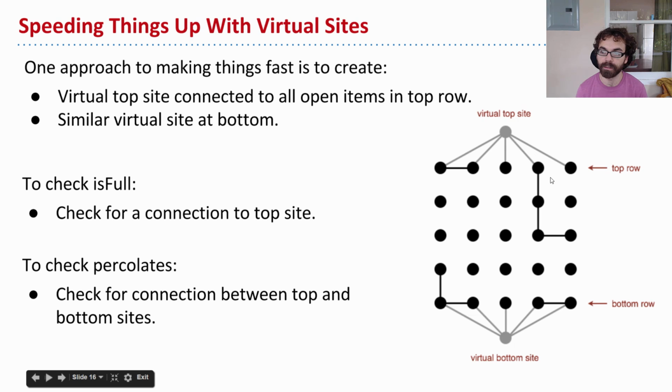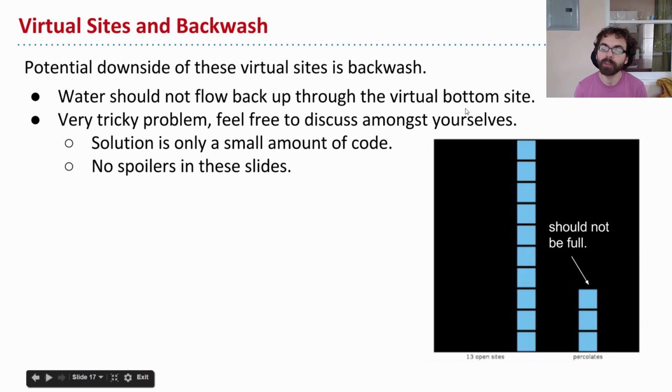There's one danger of this approach of creating a virtual top and bottom site, and that's the threat of backwash. So what is backwash? Well, it should not be the case that if you dig a tunnel straight from the top to the bottom, and then create another little tunnel down here, water should gush all the way from the top around the bottom and back around. This is so-called backwash. This should not be full.